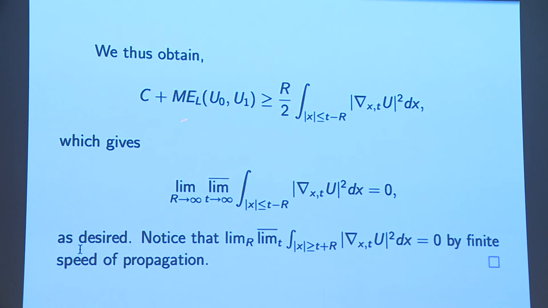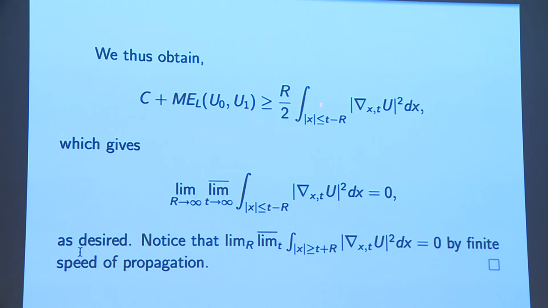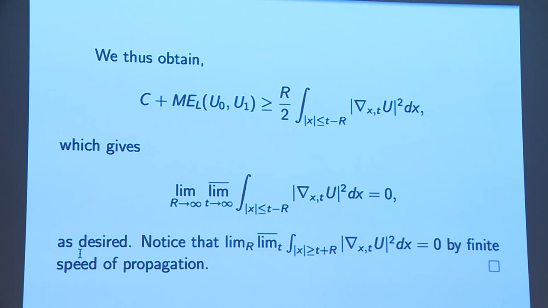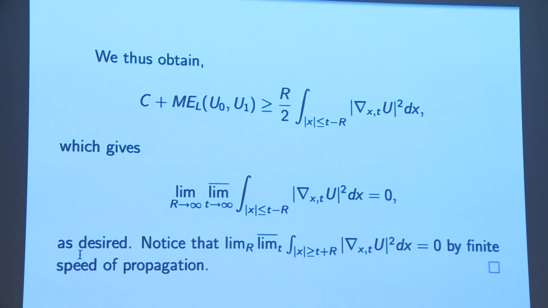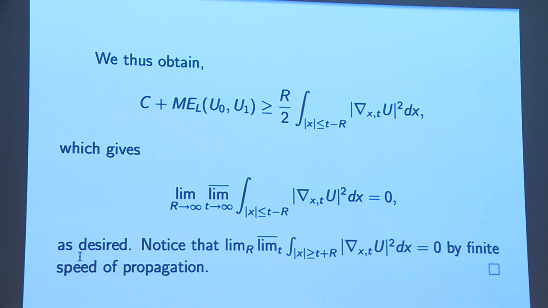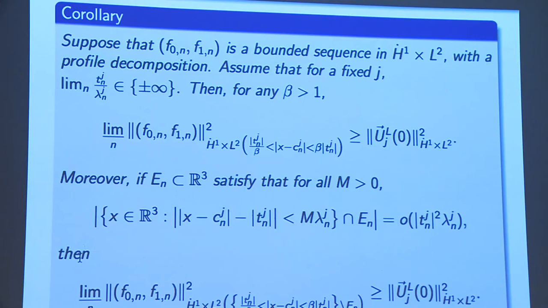And now I divide by r, and when I take t going to infinity and r going to infinity, this thing goes to 0. And this thing is 0 by finite speed. So that proves my result. Okay? So this is a way to show that all the energy concentrates on the boundary of the cone, but I only use integration by parts. I only use virial identities for this. And this will be important for us. Okay, so this is a kind of a side remark.